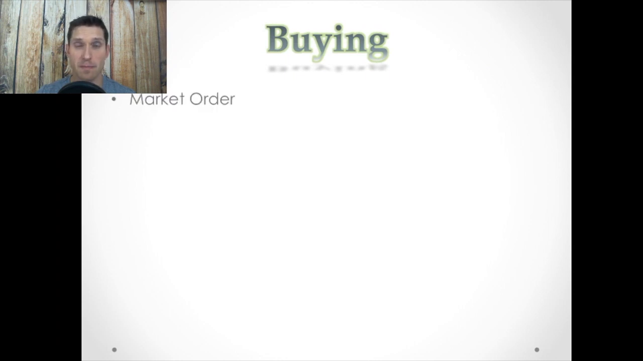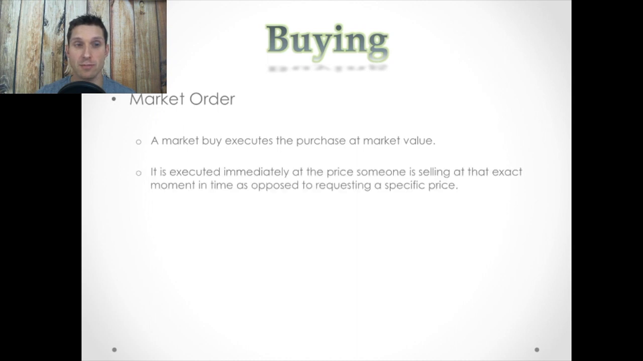You have a market order. This is your basic order. The market order executes the purchase at the market value. So this is executed immediately at the price someone is selling at the exact moment in time, as opposed to requesting a specific price. So if I set a market order to buy something at $1, that's not what this means. This means that I'm going to set an order to buy 10 shares, and it's going to buy immediately no matter what price it is, because it might not be $1, it might be 99 cents or $1.01.